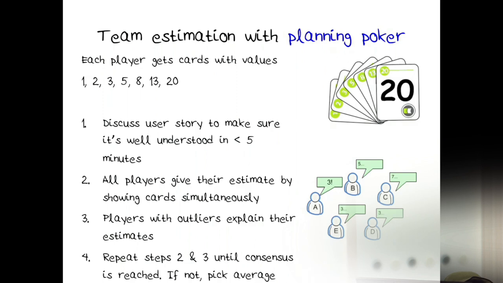If some players are outliers here, like this guy. So there are 3, 3, 3, 5, 7. Then, after step 3 here, this guy is going to get asked, why do you think it's a 7? And this guy might say, well, we need to do this and this and that, and that is really tricky to do. And then somebody else says, no, it's actually pretty easy to do that. We can just do it this way. And the first guy says, oh, I see. And then you vote again, you play again.